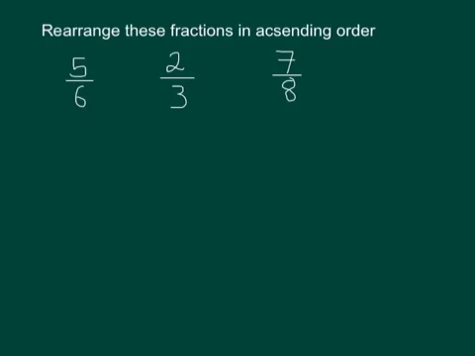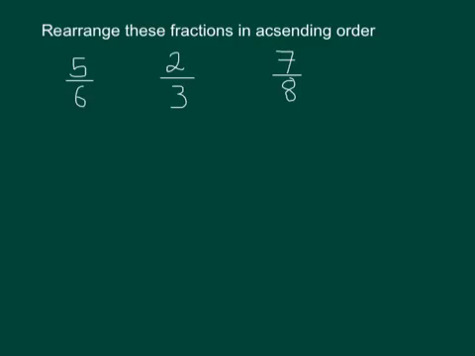Okay, so this question's asking us to rearrange these fractions in ascending order. So the first thing we need to understand is, what does ascending mean? Ascending means from smallest to biggest. So we've got to go from the smallest fraction to the largest fraction. And the first thing I would suggest trying to identify is, what is the lowest common denominator?